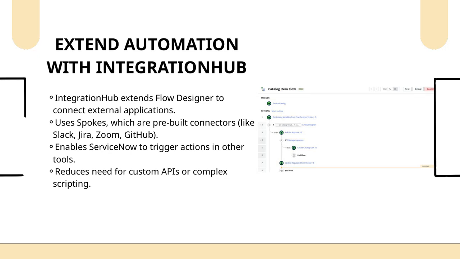Now, let's explore how we can extend automation even further with Integration Hub. Integration Hub enhances the capabilities of Flow Designer by allowing us to connect to external applications seamlessly. It does this through what we call spokes, which are essentially pre-built connectors for popular tools like Slack, Jira, Zoom, and GitHub. These spokes make it easy to integrate and automate across different platforms without starting from scratch.